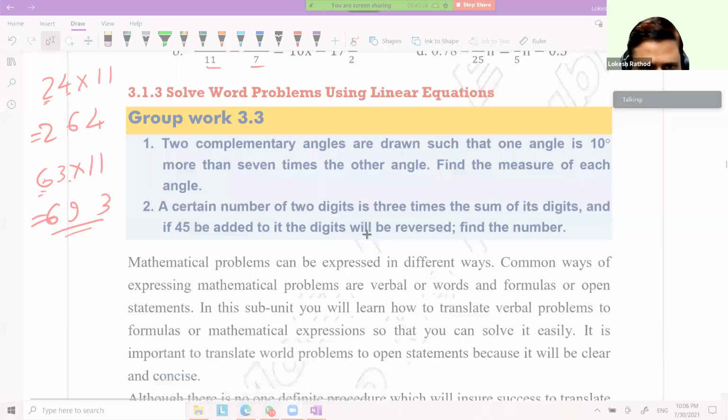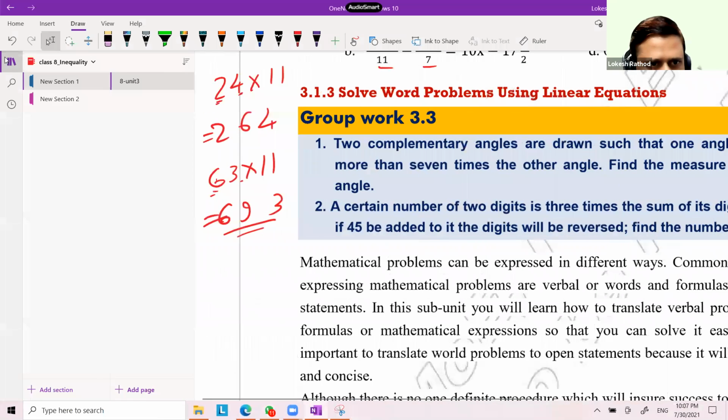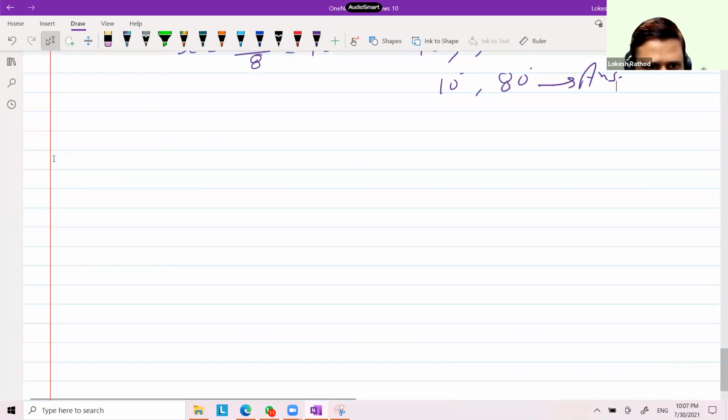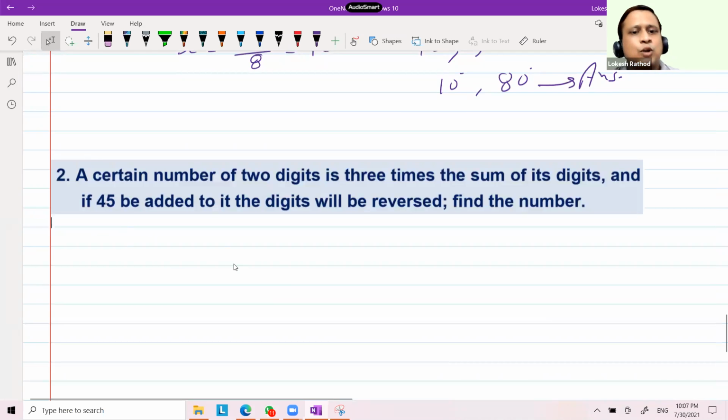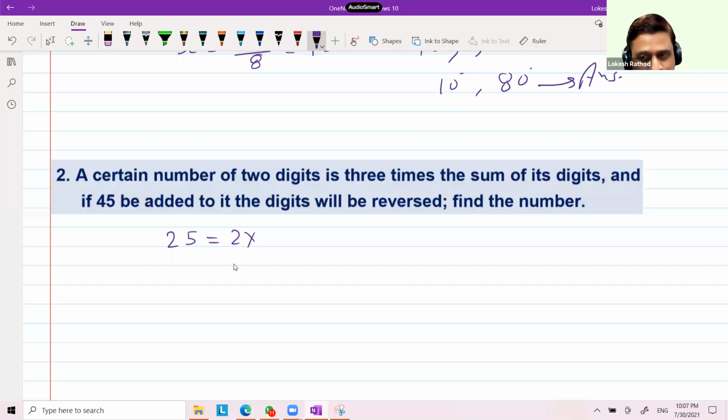This kind of question is also very popular. So here what does this say? A certain number is 2 digit. So how can you write a 2 digit number? A 2 digit number is like this, right? Suppose I have written 25. That is nothing but 2 times 10 plus 5. I can write it like this. That 5 is the unit digit or ones digit, and 2 is the tens digit, right?